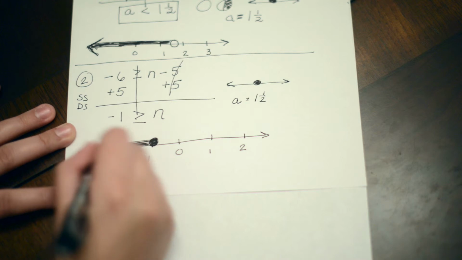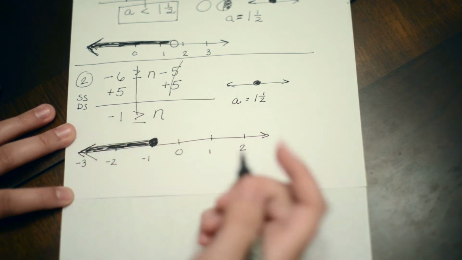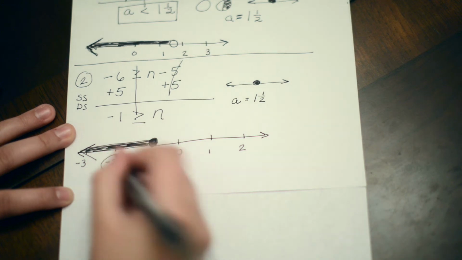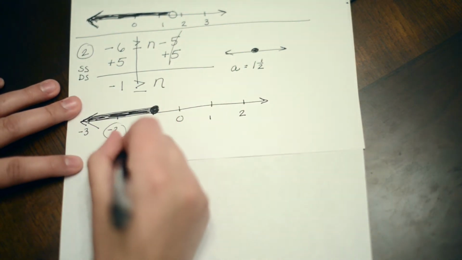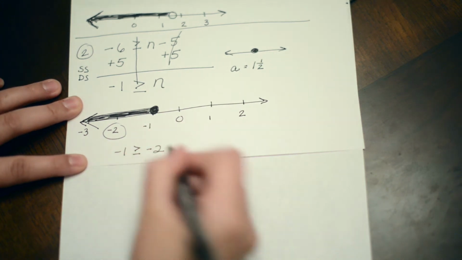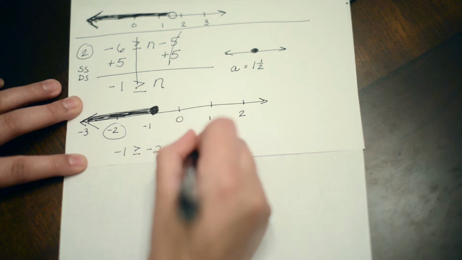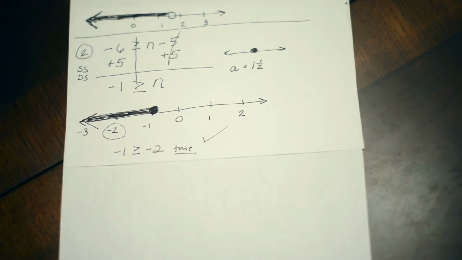And to double check your work, you pick any of these numbers, plug it in, and see if it's a true statement. For example, if I chose -2, you would say, is -1 greater than or equal to -2? If it's a true statement, then you're on the right track. Okay.